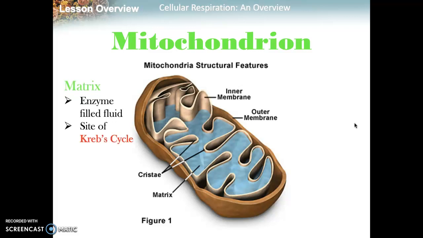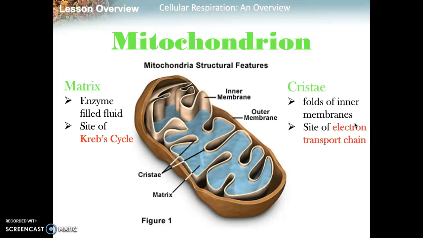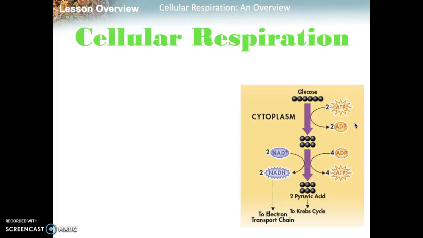So let's talk first about the matrix. This is, as I said, an enzyme-filled fluid. This is where the Krebs cycle occurs. That was the second part that I just mentioned earlier. And then you have the cristae. These are the folds of the inner membrane. This is where our electron transport chain occurs. And I previously mentioned that the first step, glycolysis, actually takes place out in the cytoplasm. So we start in the cytoplasm, we move to the matrix, and then the cristae.